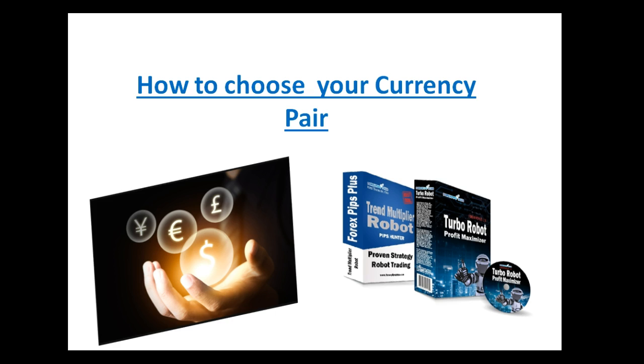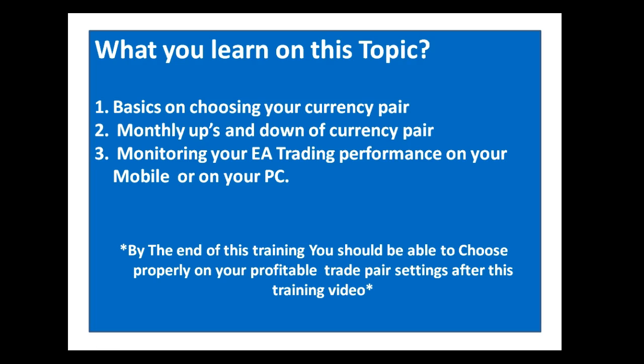This topic is all about how to choose your currency pair. What you learn on this topic: first, basics on choosing your currency pair. Second, monthly ups and downs of currency pair. Third, monitoring your EA trading performance on your mobile or on your PC. By the end of this training, you should be able to choose properly on your profitable trade pair settings.